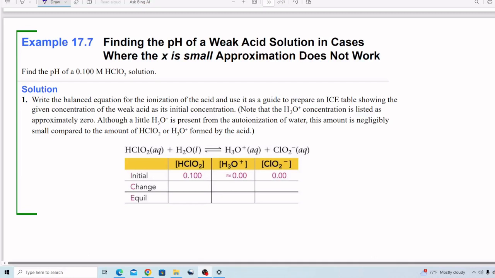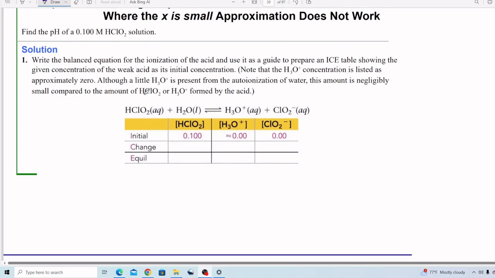Next, we'll find the pH of a weak acid solution in cases where the X's small approximation doesn't work. Find the pH of a 0.1 molar HClO2 hypochlorous acid solution. Here we have the dissociation equation for hypochlorous acid. That's hypochlorous acid plus water yields H3O plus and the hypochlorite ion.